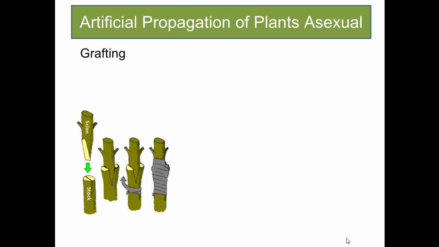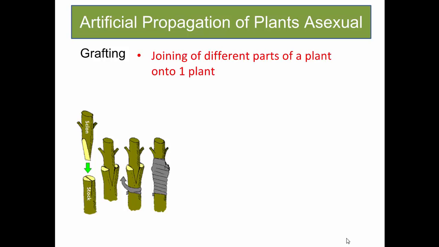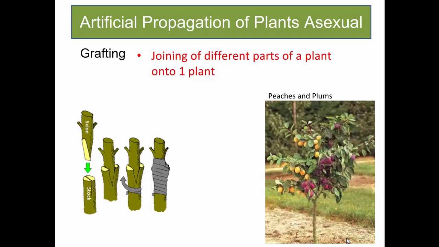You cut a slit in it, you put them together, wrap them up, they have tape they use to do this. And what will happen is the vascular tissue will grow back together and it will continue growing. And you could graft two types of plants onto one. Here's an example of this being done. In this tree, they've taken one plant and grafted onto it both a peach branch and a plum branch. Once they sort of heal and begin growing, now you have a tree that can produce peaches and plums on one tree.